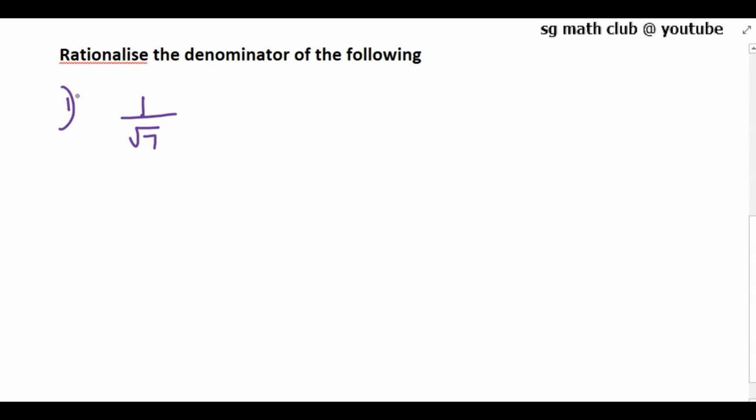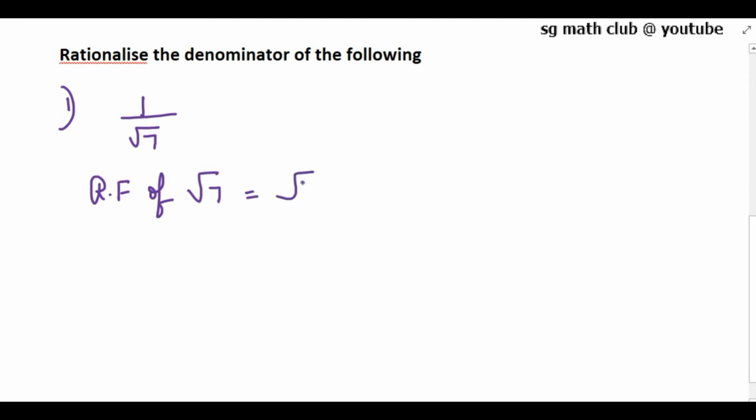So the first question is 1 by root 7. We need to rationalize the denominator of the following. First question is 1 by root 7. I have to rationalize this. So take the denominator. What's the denominator here? Root 7. So first you need to find the rationalizing factor, RF, of root 7.